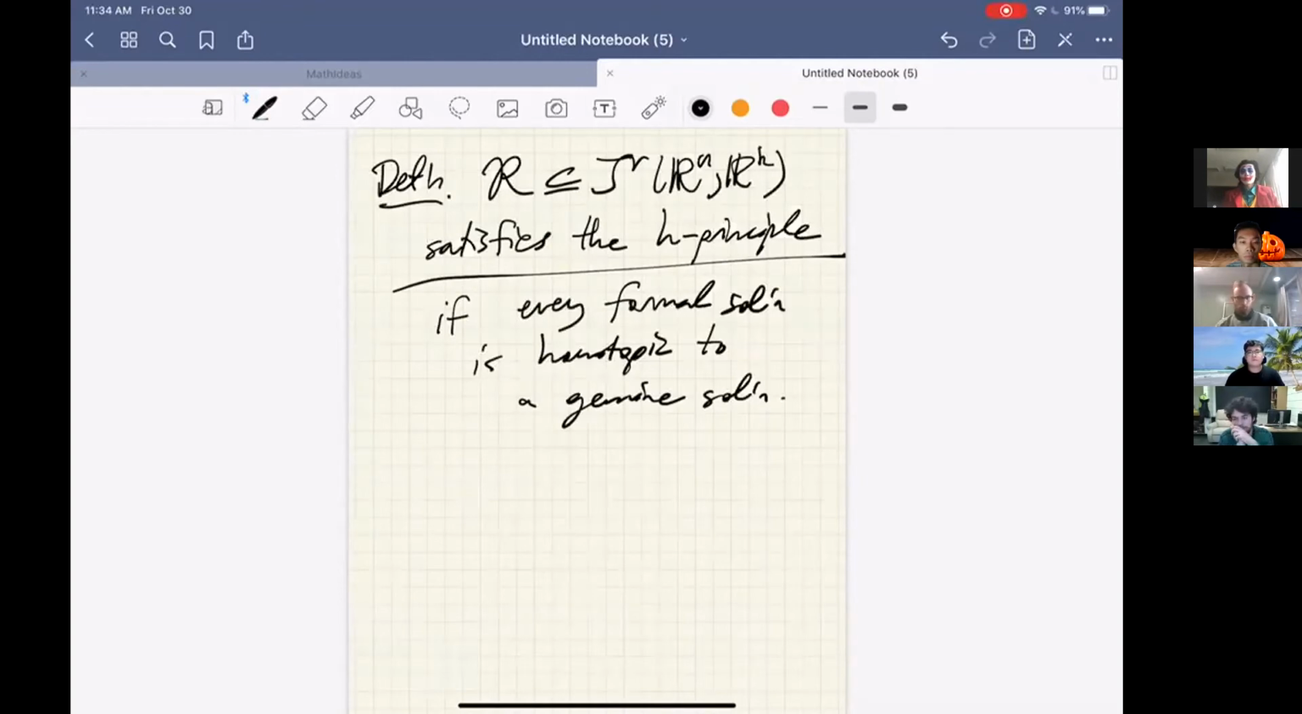So this is like saying, if you have some relation that satisfies the H principle, that's like saying you could solve your PDE completely using homotopy theory, without doing any analysis.